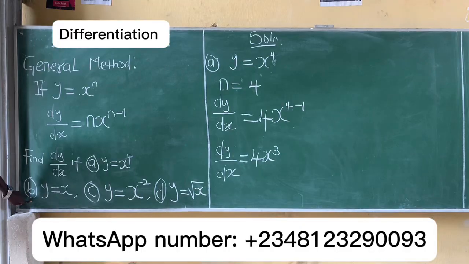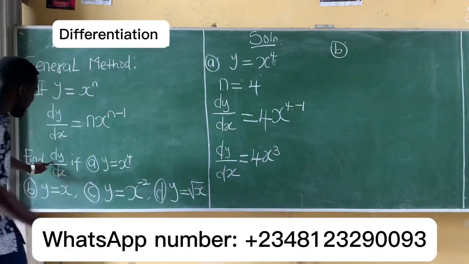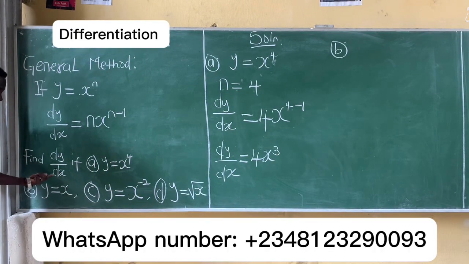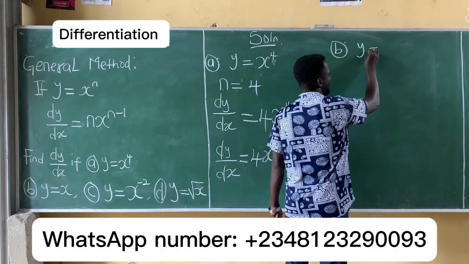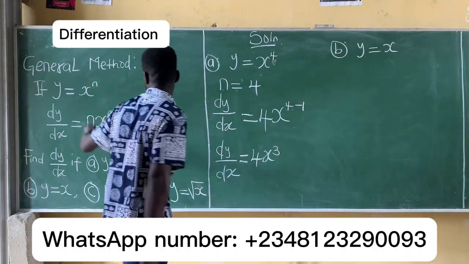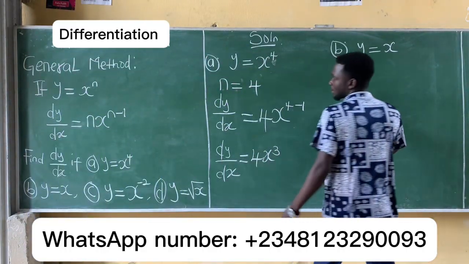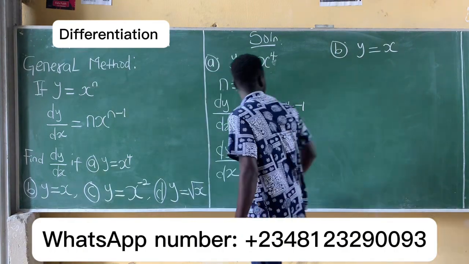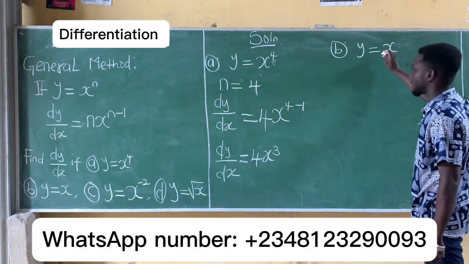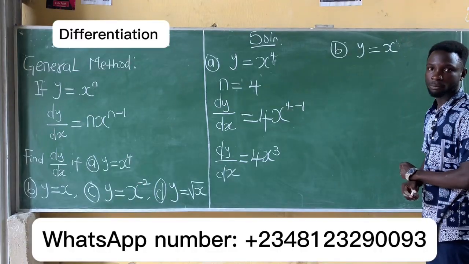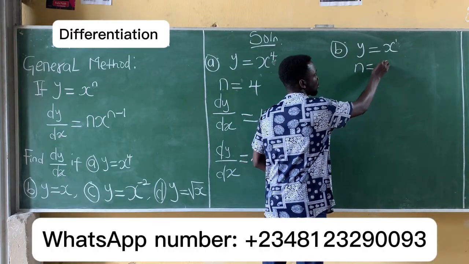Next one is, let's go to our B. Now B says, find dy/dx if y is equal to x. So let's use the general method. From the general formula, we have n. What is our n here? There's no power stated here. So since there's no power, what is n? Remember, this is the same thing as x raised to the power of 1. Since it's the same thing, you can simply say that n here becomes 1.